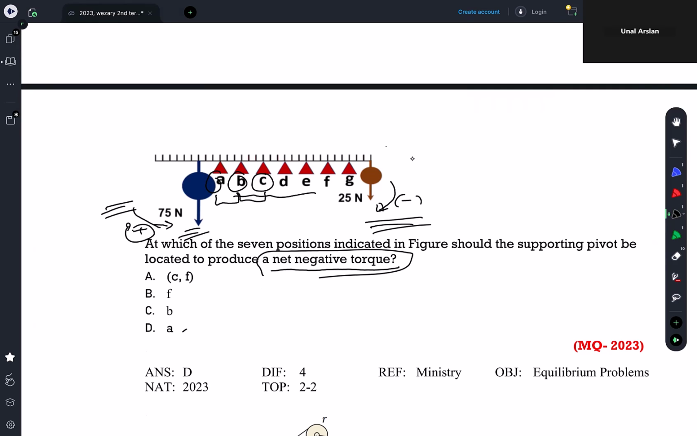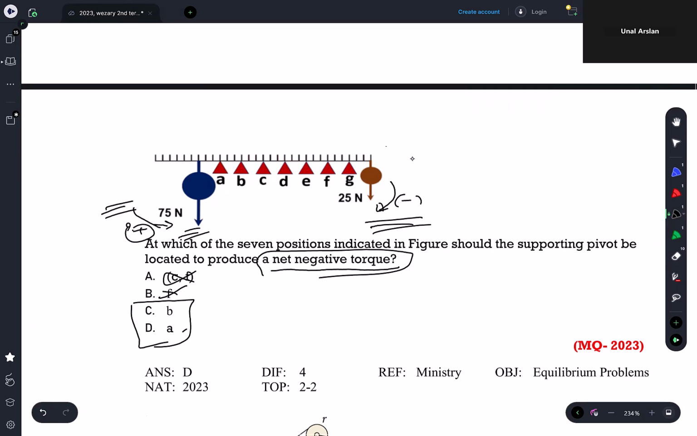For that, F is impossible. C and F are impossible. So A or B is going to be one of the choices. Let's choose point A and check if A is correct or not. If this is the point which produces the net negative torque, I'm going to choose here as the axis of rotation. So this is 1 unit. The distance is 1 unit for 75 Newton, so it produces a positive 75 Newton meter torque.